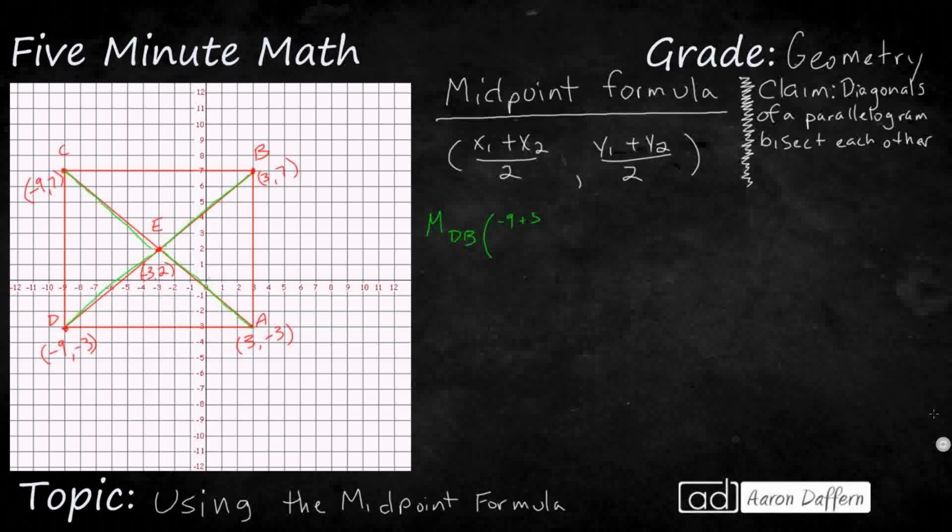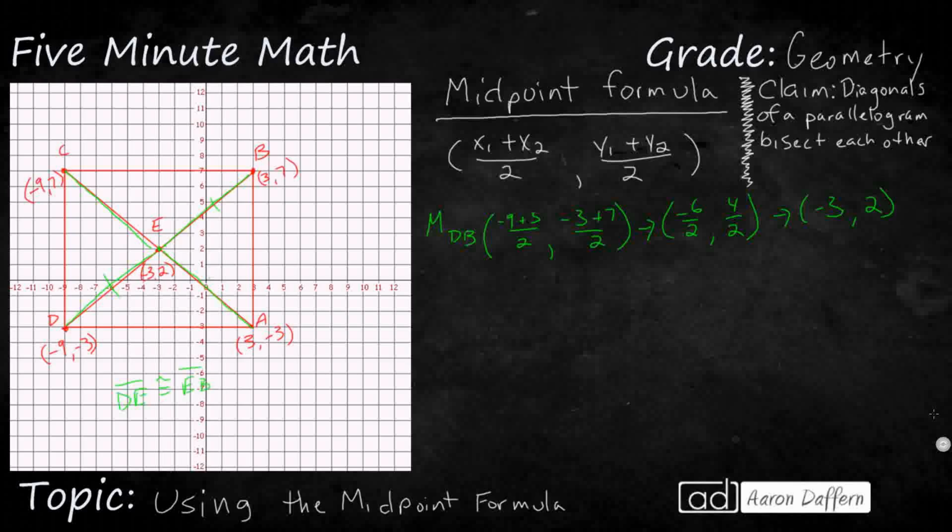So I'm going to take the x values, -9, and add that to 3. Let's take the y values. I'm going to take -3, add that to 7, and cut that in half, so that's going to end up being -6/2, and then 4/2. So that ends up being x of -3, y of 2. So that is right there at E. So I know that E is the midpoint of DB, and so I can say line segment DE is congruent to line segment EB.